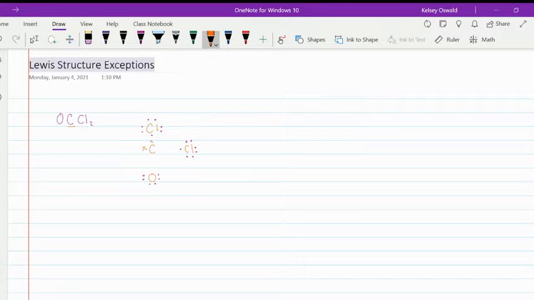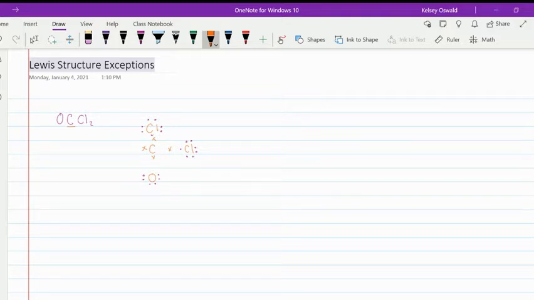Remember, our goal in doing these Lewis diagrams is for everybody to get up to 8. Everybody wants 8 valence electrons. So if chlorine has 7, each chlorine is going to want 1 more. It's going to get that extra electron from our carbon. Our carbon is going to share 1 electron with each chlorine. Then each chlorine has 1, 2, 3, 4, 5, 6, 7, 8 electrons. So each chlorine is happy.